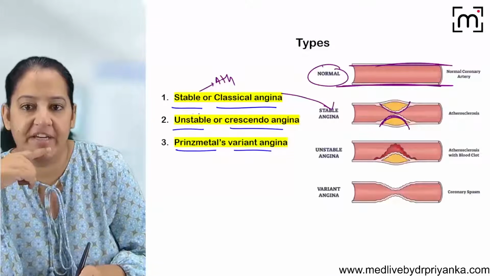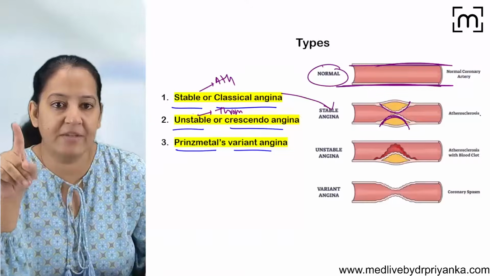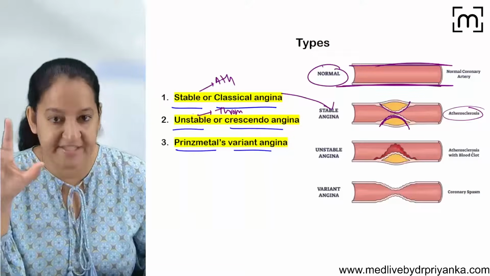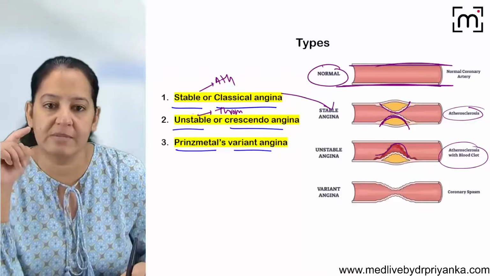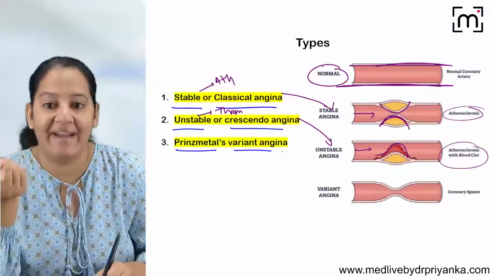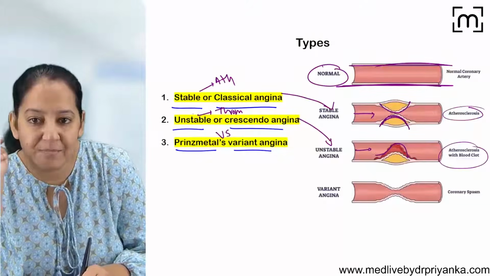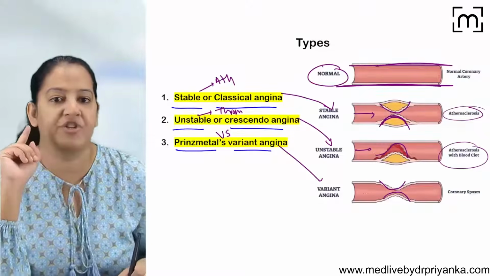In unstable angina, there is a thrombus, superadded changes in the atherosclerosis. Here simply atherosclerotic plaque is there, no superadded changes. Here superadded changes like thrombus are also there along with atherosclerosis, which is causing obstruction in the coronary. So that is unstable angina. And in Prinzmetal angina, it is vasospasm of the coronary. Can you see there is vasospasm of the coronary, which is causing the obstruction in the flow of the coronary.